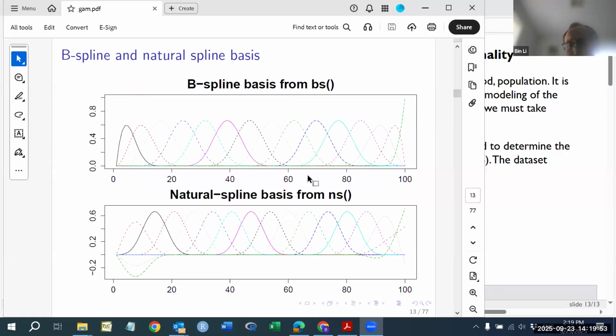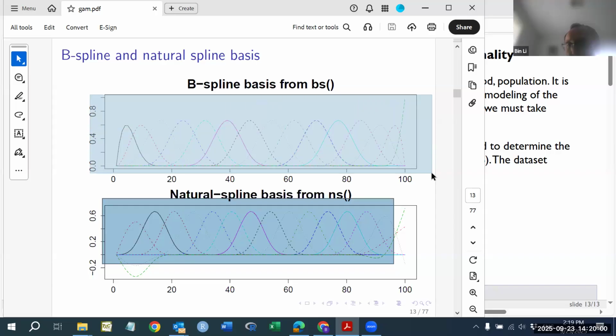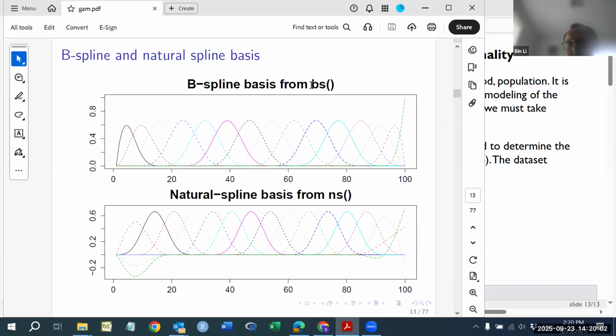And this shows you the basis for the natural spline, which is very similar to the B-spline. Okay, and you can get these B-spline bases and natural spline bases. You don't need to worry about how to get these bases. There is math behind that. I'm not going to talk about that, and you don't need to know that.